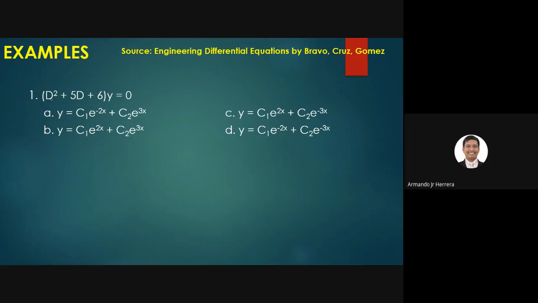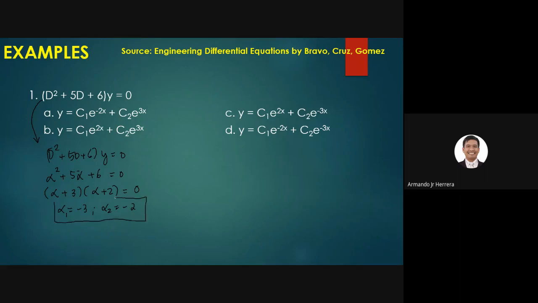So, ang gagawin lang natin, if a factor, so D squared plus 5D plus 6, y is equal to 0. So, pwede natin i-convert into m operator or alpha operator. So, magiging alpha squared plus 5 alpha plus 6 is equal to 0. Then, factor out natin. Alpha plus 3, alpha plus 2 is equal to 0. So, magkakaroon tayo ng alpha equal to negative 3. That's alpha 1. And then, alpha 2 equals negative 2 as our factors or our roots.